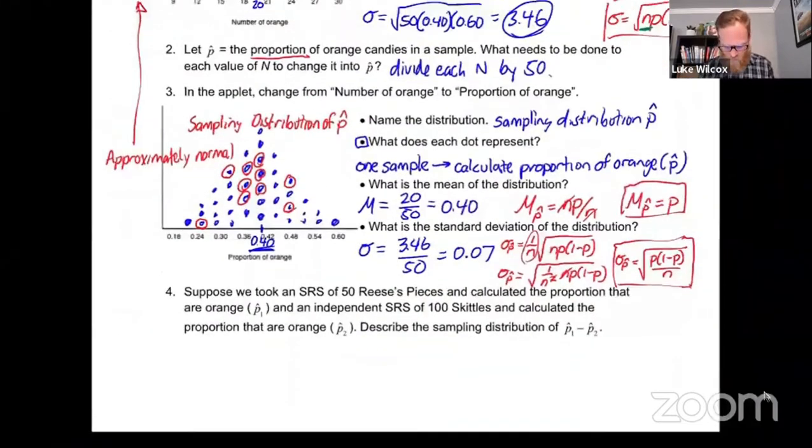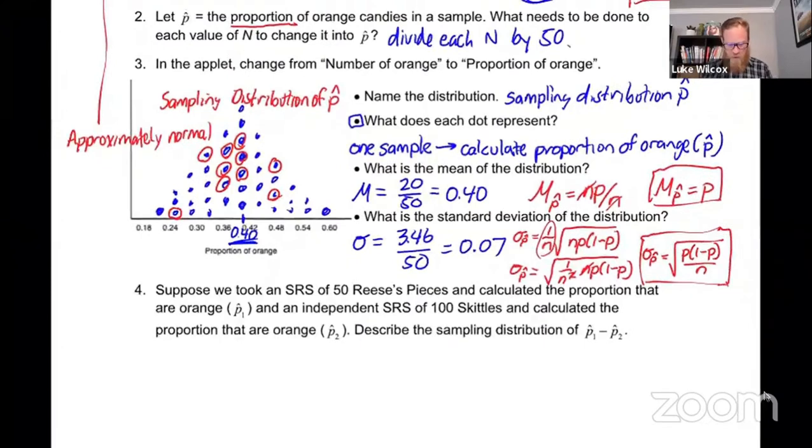Okay, we've got one final question here, and here's what it says. Suppose that we took an SRS of 50 Reese's Pieces and calculated the proportion that are orange, and an independent SRS of 100 Skittles and calculated the proportion that are orange. Describe the sampling distribution of p1 hat minus p2 hat. So look, now we have two samples. So this 50 is the sample size of the Reese's Pieces. I'm going to call that n1 because that's our first sample. 100 is the second sample. I'm going to call that n2. And then we've got sample proportions for each one of those. And we want to be able to describe the sampling distribution of the difference between these two sample proportions.